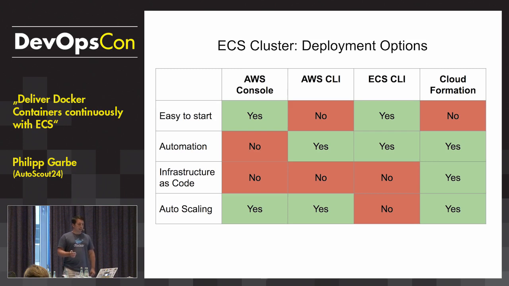So the next thing is the AWS CLI. There's a command line tools. And it's a little bit harder to get started with, because you have to create a lot of resources. Resources in AWS, for example, are an autoscaling group, a launch configuration, a load balancer. You have to create them to set up such an ECS cluster, and you have to set it up in the right order.